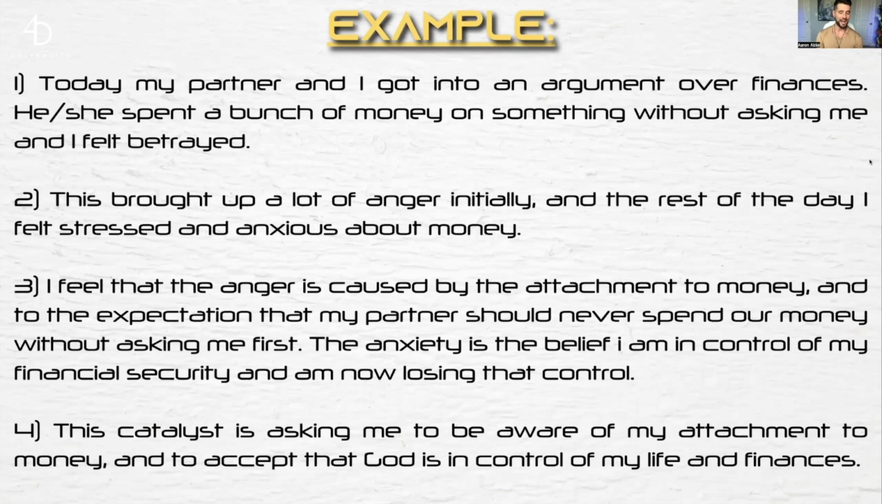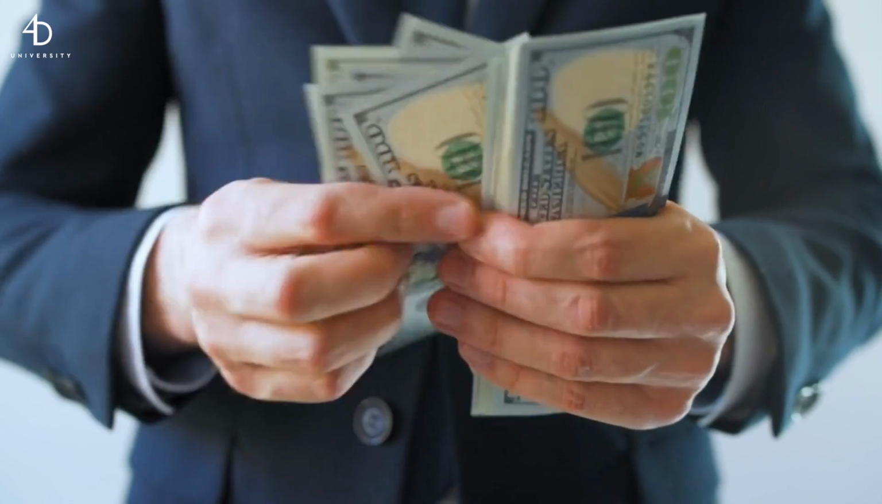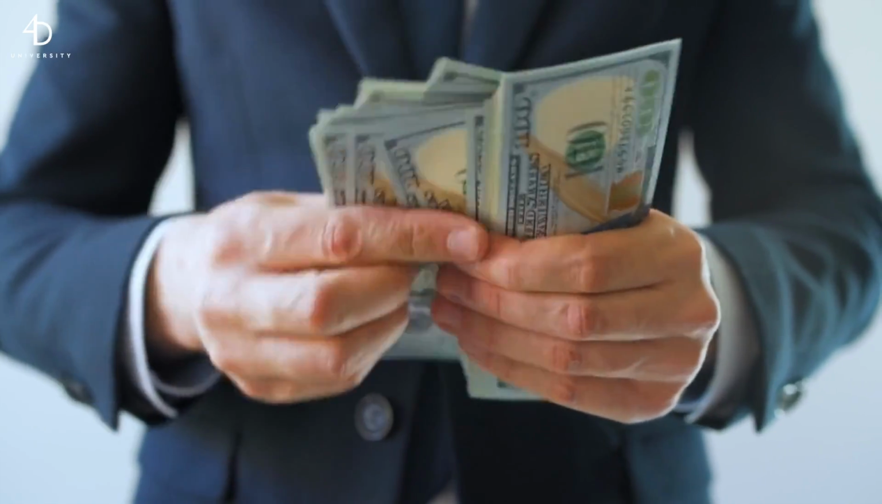Step 4, what are you being asked to know or accept in yourself? You could say, this catalyst is asking me to be aware of my attachment to money. That's the self-knowledge element. That's the masculine element, right? What am I not seeing in myself that this experience is showing me? Ooh, I didn't realize how much of an attachment to money I have. Wow, thank you, life, for showing me that. I'm aware of that now. I'm going to keep my eye on that. That's masculine, self-knowledge.